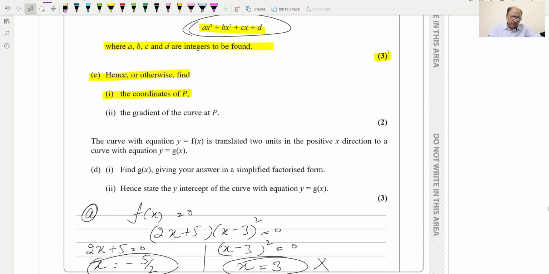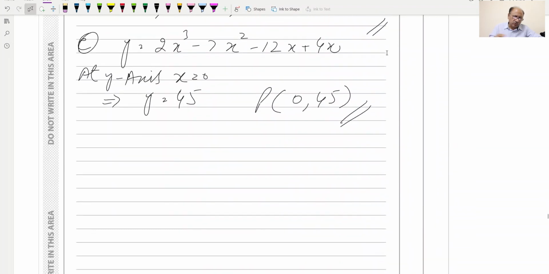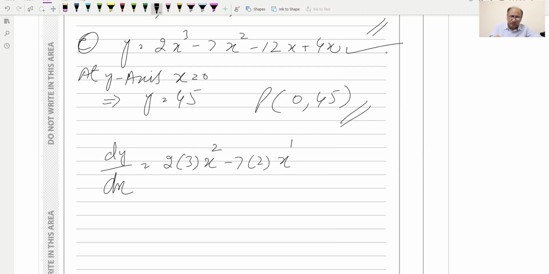And then the gradient of the curve at P. This is the second part, and this complete C part is 2 marks. So for the gradient of the curve, we will be finding dy by dx of this equation. It will be 2 times 3 x raised to the power 3 minus 1, which is 2, minus 7 times 2 x raised to 2 minus 1, which is 1, and minus 12. Basically this is 45, not 4x, 45.